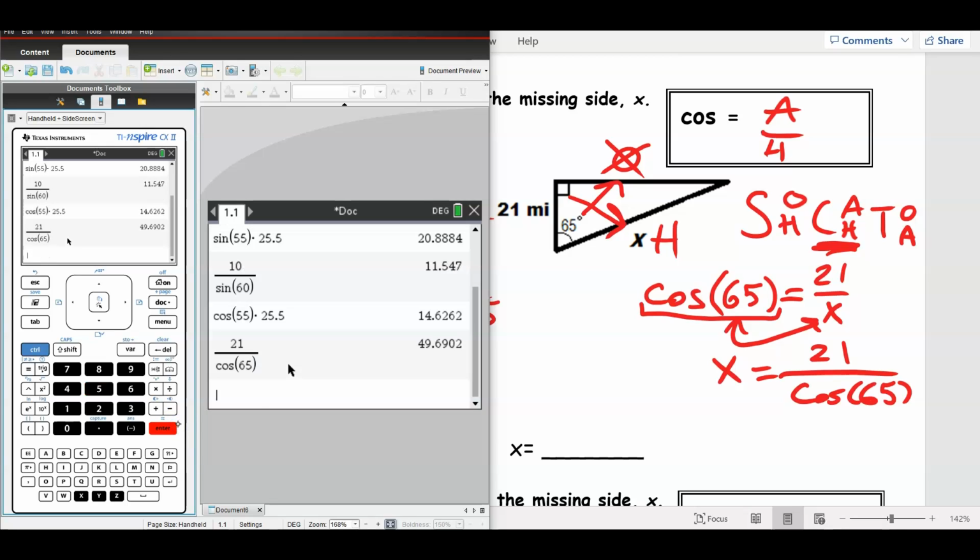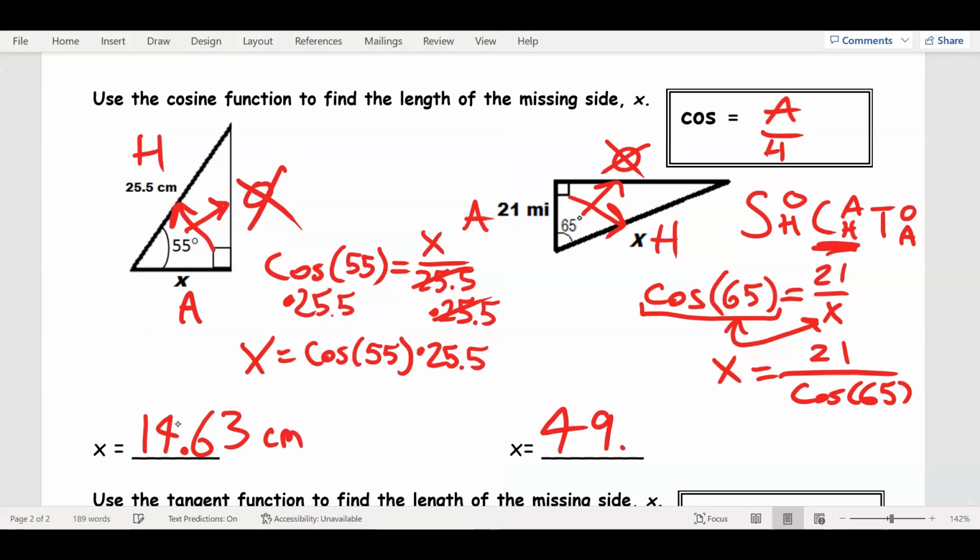It is 49.690. Now that zero is the third number. That's not going to round it up. It's going to keep it the same. Okay? So we have 49.69 for our answer. And my units of measure are miles. That's a very big triangle.